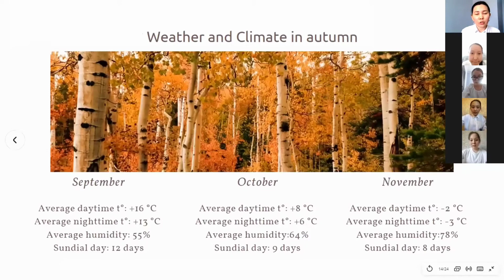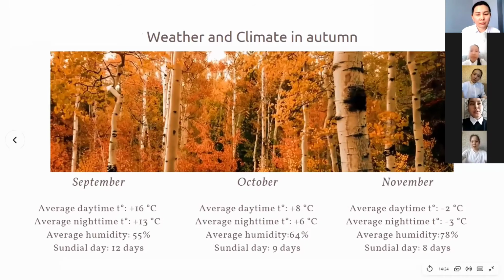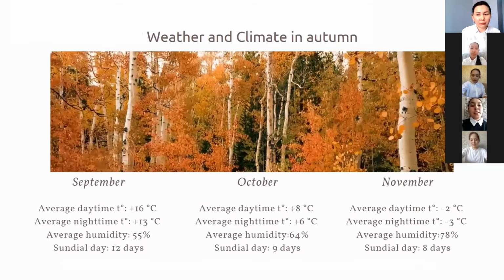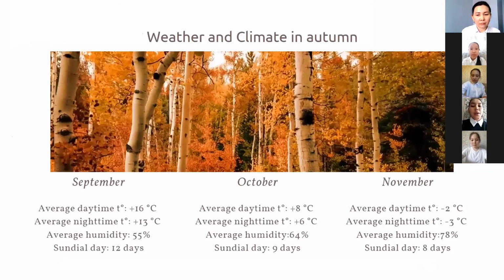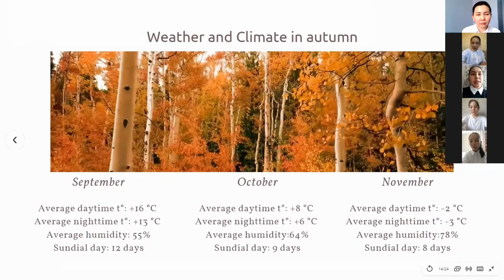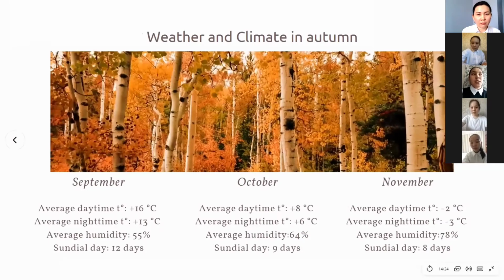So the next is autumn. Team Autumn. Who is speaker, please? Autumn is one of the most beautiful seasons. Autumn, with its stable weather and night frosts, begins in the end of September and lasts till the beginning of November. The average temperature in September is plus 16 degrees Celsius and in November is minus 2 degrees Celsius.